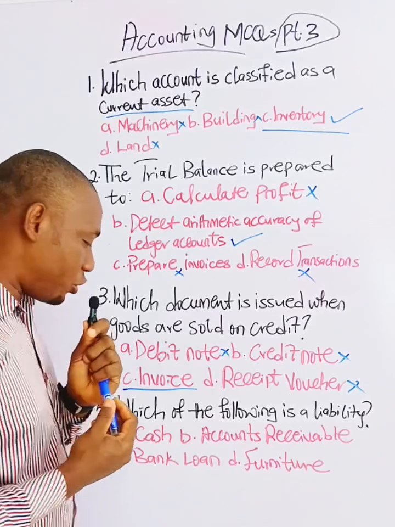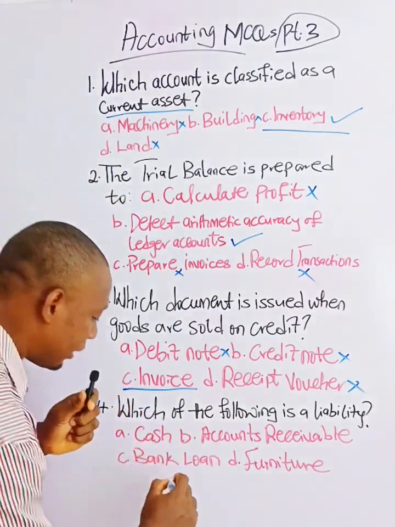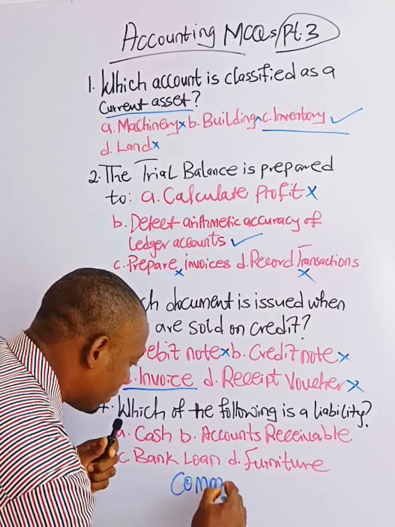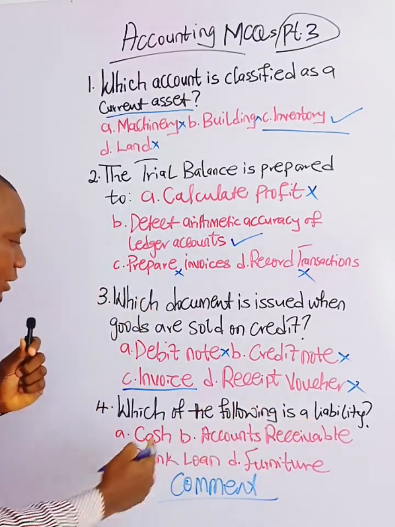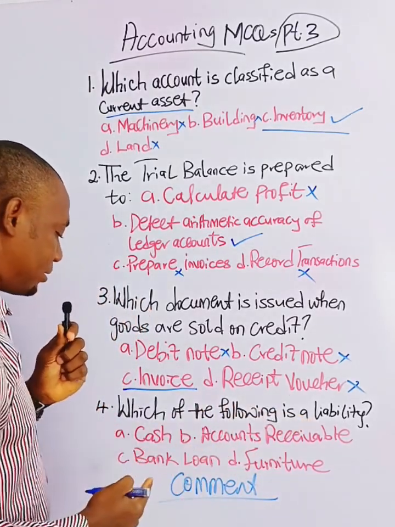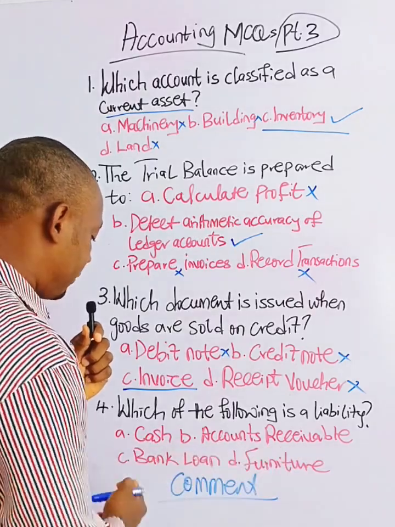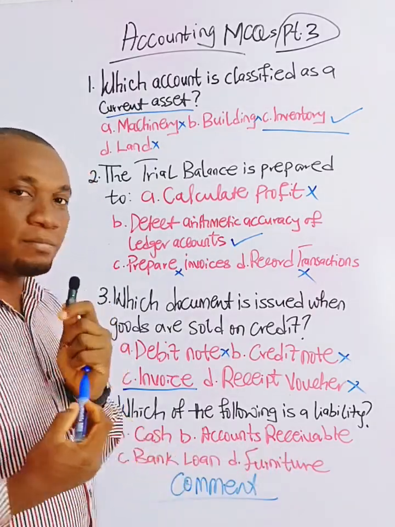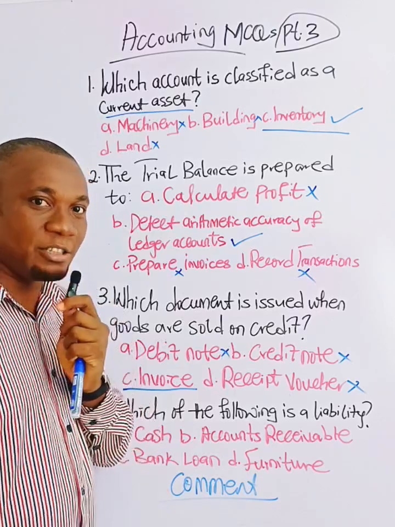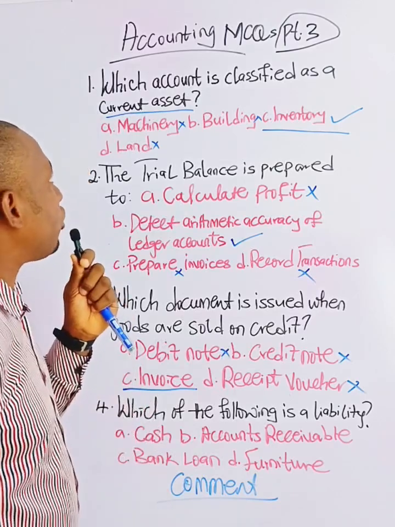All right, this question, I will leave it for you to answer. Drop in the comment section which of these is a liability. Is it cash, accounts receivable, bank loan, furniture? Drop in the comment section. Let's learn together.